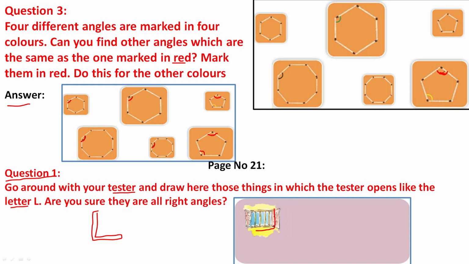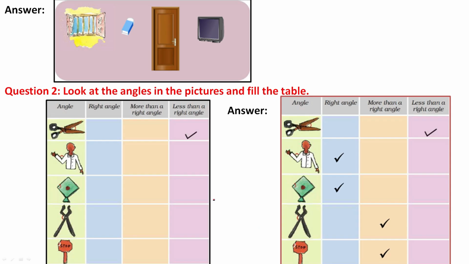You can measure the angle, it makes 90 degrees. Now you can see, in this window, it makes 90 degrees only. In the door you can find 90 degree angles. In the eraser you can find 90 degree angles. In the TV you can find the angle of 90 degrees. All the corners you can find 90 degree angles.